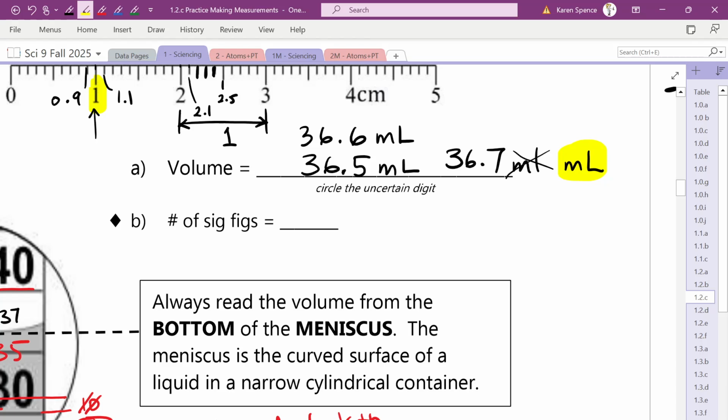How many sig figs in that number? 3, yeah. 3, okay.